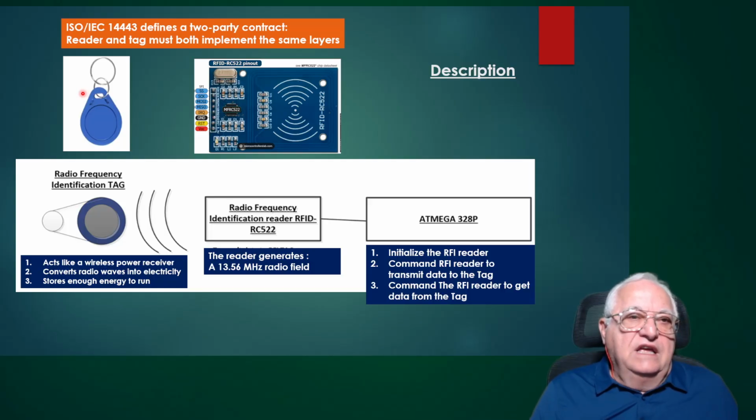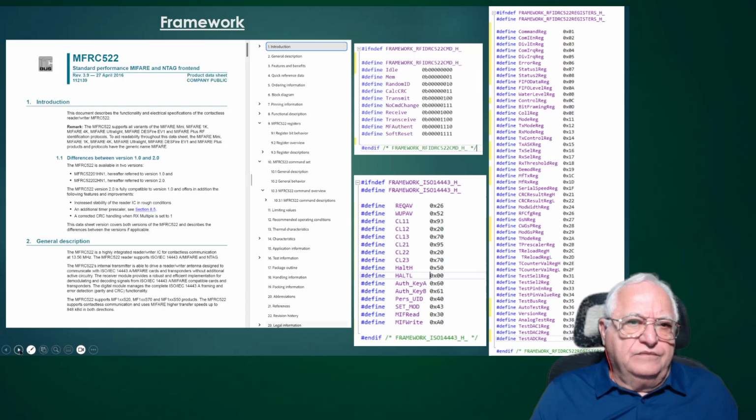So there is an extra document which guarantees that this all plays together, and that's the ISO/IEC 14443. This is like a two-party contract. The reader and the tag must both implement the same layer. So let's look at the documentation that we need to consider.